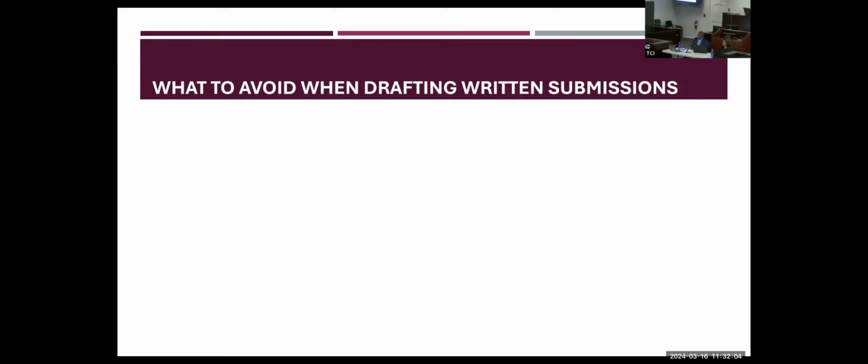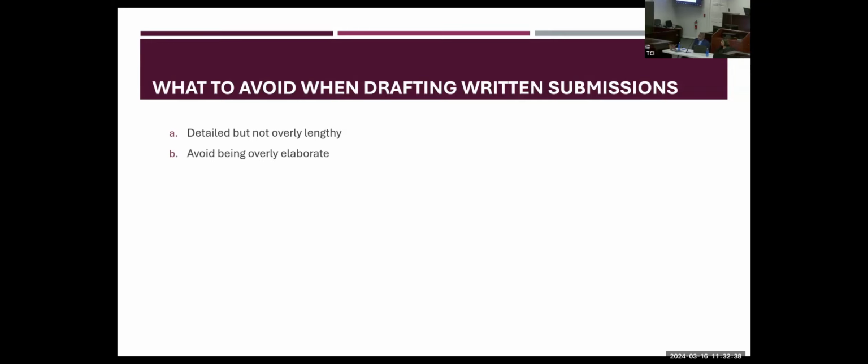As with everything, there are pitfalls and things you need to avoid when drafting your written submissions. The first is that even though the written submission is required to be detailed, it should not be overly lengthy. The judges have many different matters to deal with on a daily basis, and you need to hit your points in a detailed fashion, put the meat on the bones, but not be overly lengthy.